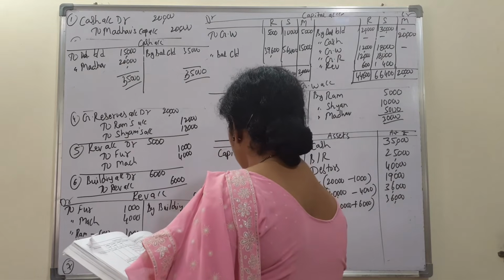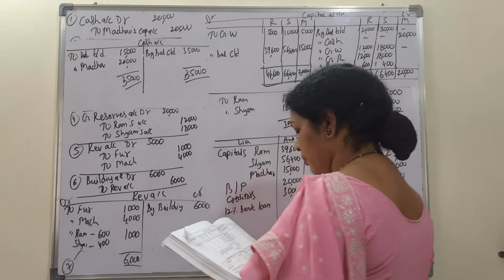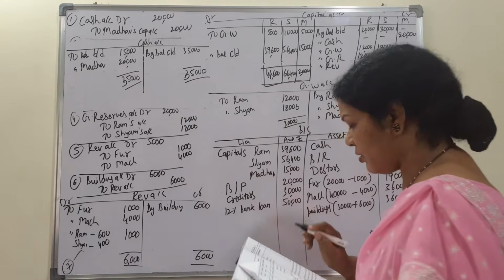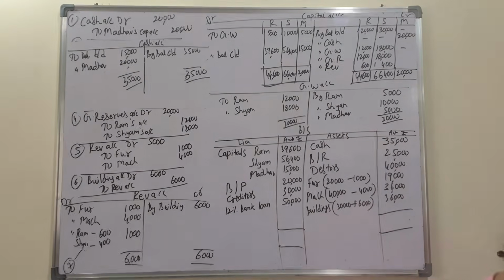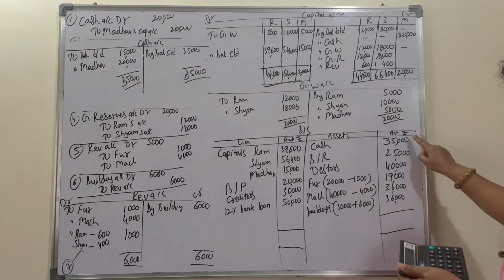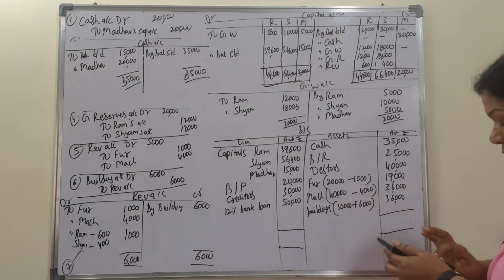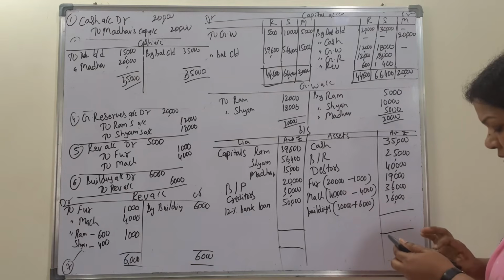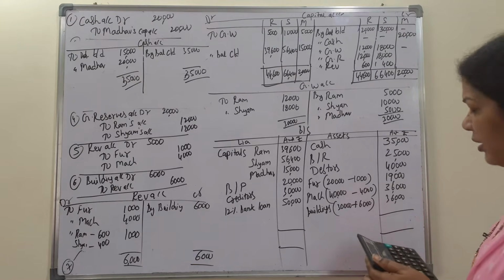Next, 12% bank loan, bank loan 50,000. That's it. So we'll see the total. 35,000, 25,000, it is 60,000. 60,000 plus 40,000, 1 lakh. 1 lakh 19,000. 1 lakh 19,000 plus 36, 36. It is 1 lakh 91,000.